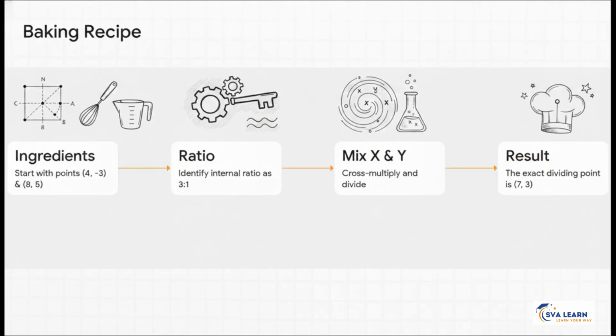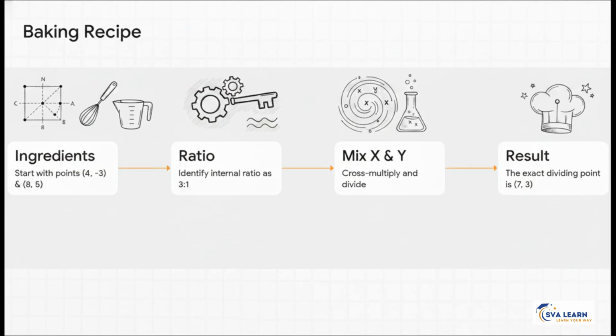Now, the absolutely crucial step is knowing how to actually use this master key. Let's look at example 6. Think of this like following a baking recipe. First, you gather your ingredients. Your starting points are (4, -3) and (8, 5), and your ratio is 3:1. Now, we mix. We cross-multiply the x's, 3 times 8 plus 1 times 4, all divided by the total ratio of 3 plus 1, which is 4. That gives us our x-coordinate, 7. We do the exact same recipe for the y's, and we get 3. The precise point dividing that line is (7, 3).